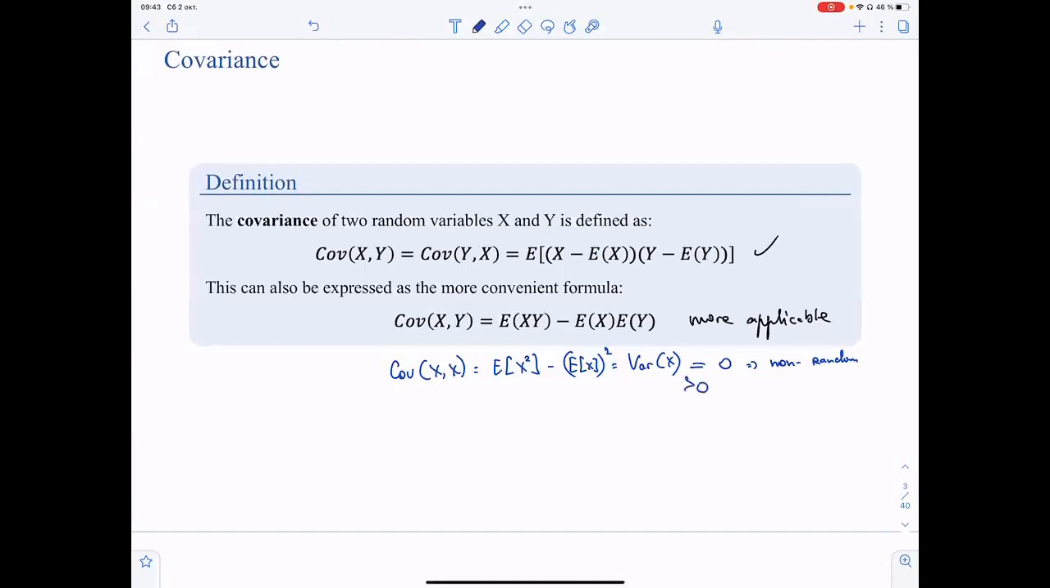Although it must be positive by the definition, and if it is positive, then your random variable is random. And the more variance it has, the greater fluctuations are, and the greater deviations are generated by these random variables.